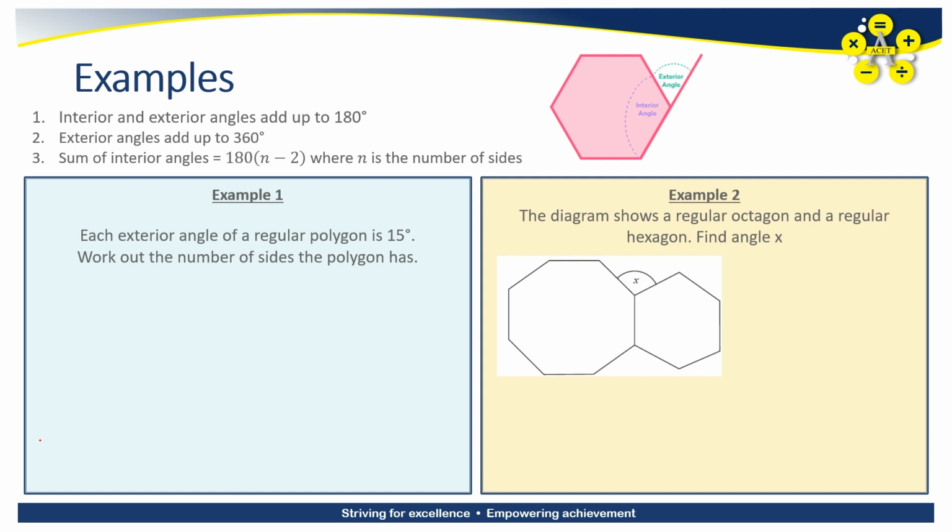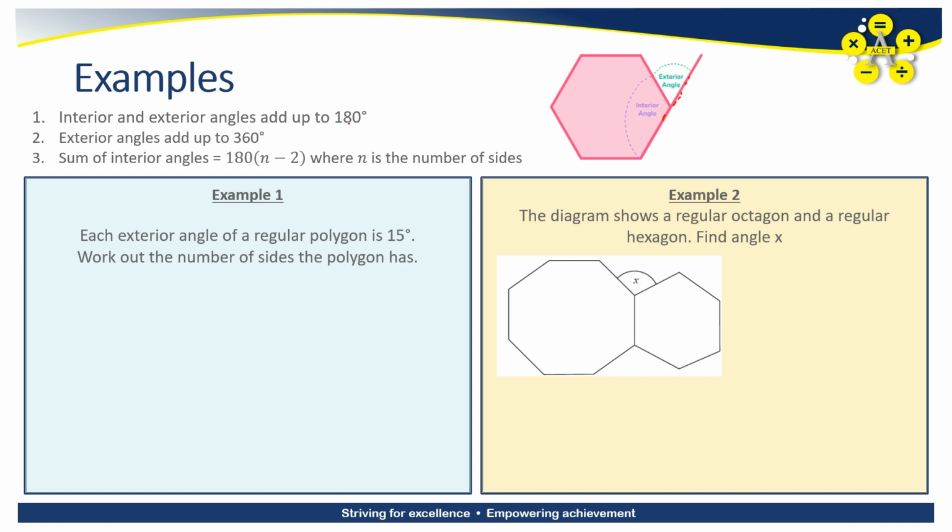Now before we get into the examples, there's a few things to note. There are 3 key bits of learning. We've got interior and exterior, interior being on the inside of your polygon and exterior being the one on the outside of the polygon. Notice it's where we extend the line though, so it's not a full reflex angle, it's where a straight line continues and we're looking at that angle in between.